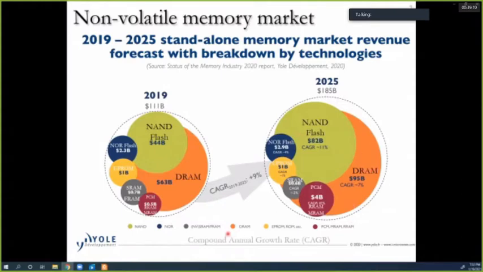And we see that the PCM, RRAM, and MRAM, the circle that you see in the maroon color, has the largest increase with an annual growth rate of 42%. So if you compare this individual growth rate with the other growth rates of the smaller circles or even the larger circle, you would see that the largest growth is expected in the next 6 years for these emerging non-volatile memory technologies.